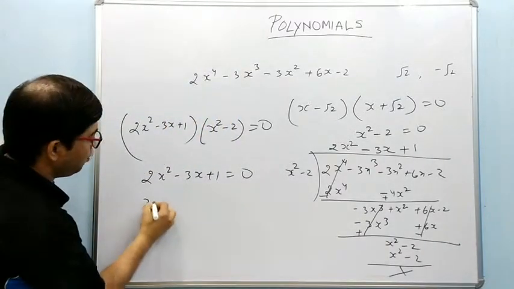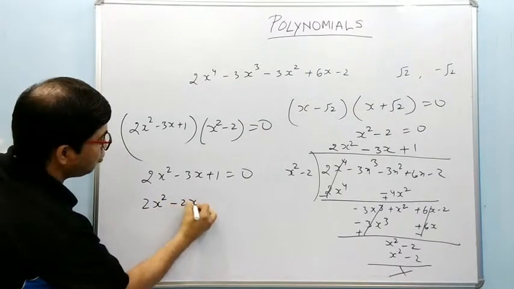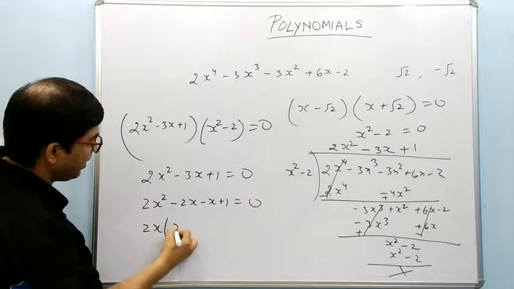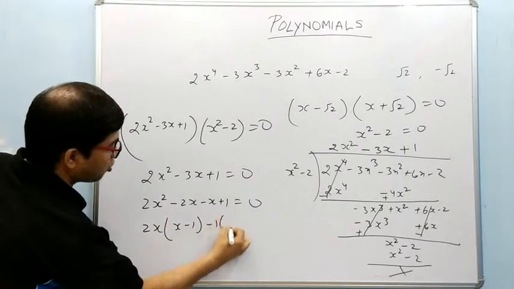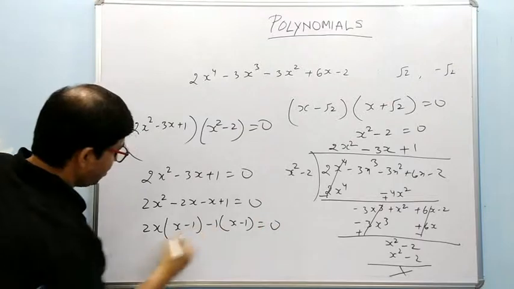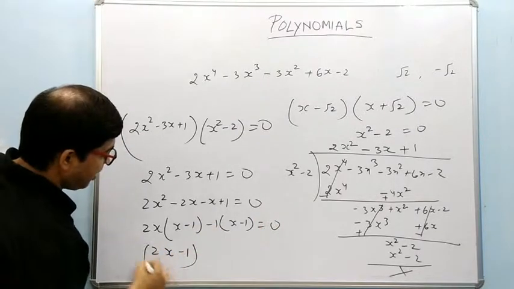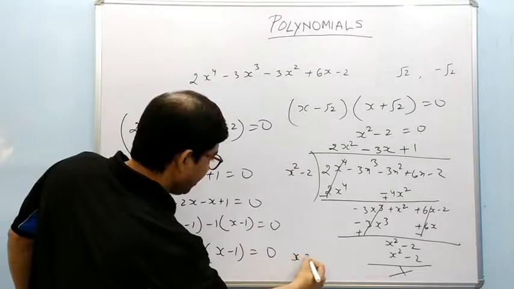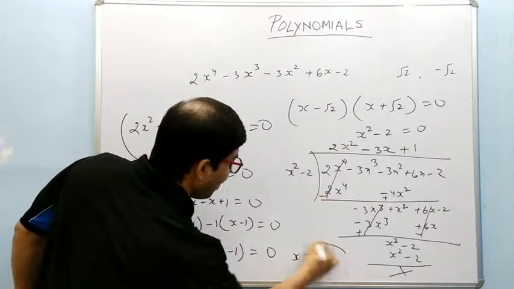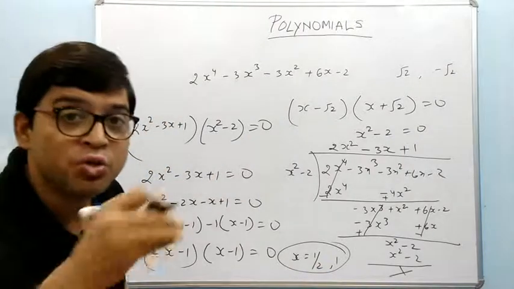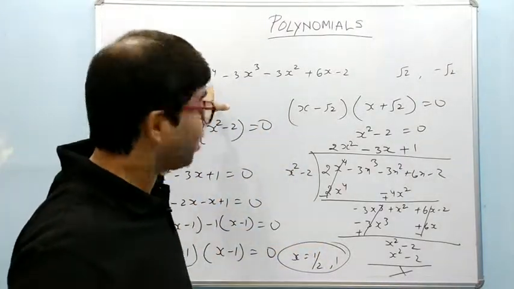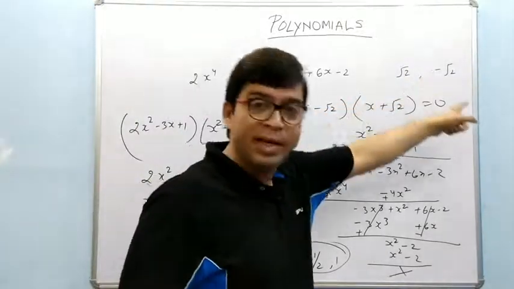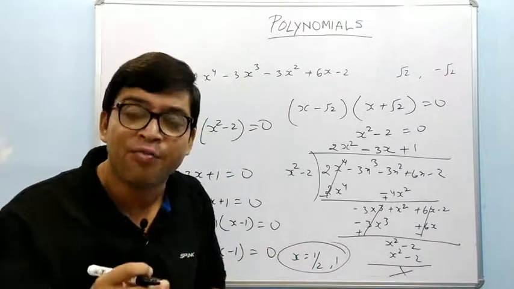How? This is 2x square, and I have to write minus 2x minus x plus 1 is equal to 0. If I take 2x common, I get x minus 1, and here taking minus common, x minus 1, is equal to 0. So 2x minus 1 and x minus 1 is equal to 0. The value of x comes out to be either 1 by 2 or 1. So the four zeros of the fourth power polynomial are root 2, minus root 2, half and 1.